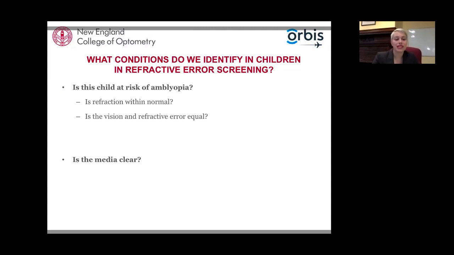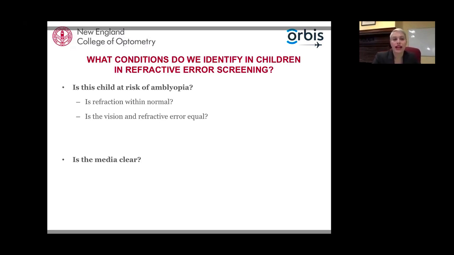We also want to look to see if the vision and refractive error is equal. So again, referring back to that anisometropia, if you have the right eye that is a +3 in that 4-month-old, which is fine, but the left eye is a +6, that's not fantastic. That +6 eye is going to start drifting away and turning off and sending less signals to the brain. So we need to make sure that we correct that child so equal signals are going to the brain and the eyes are sharing that brain space.